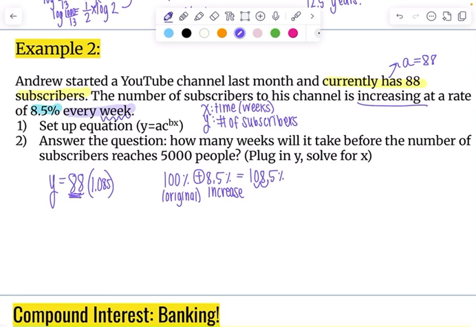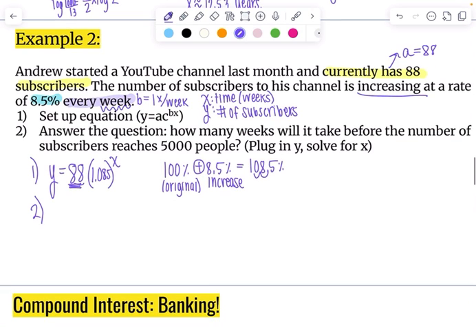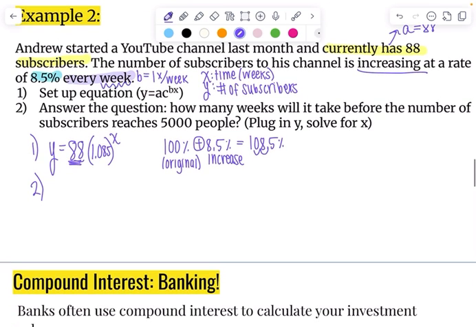Now, since it's happening every week, that's only happening for the B value now. It's only happening once a week, once every unit of time. So our B value is just going to be once, one time per week, once. So there's no need to write it, and we can simply write X for our rule. Now, number 2 says, answer the question. How many weeks will it take before the number of subscribers reaches 5,000 people?